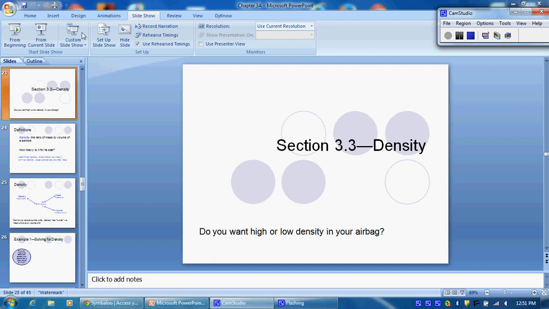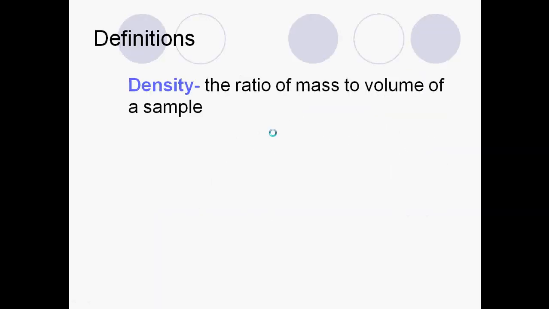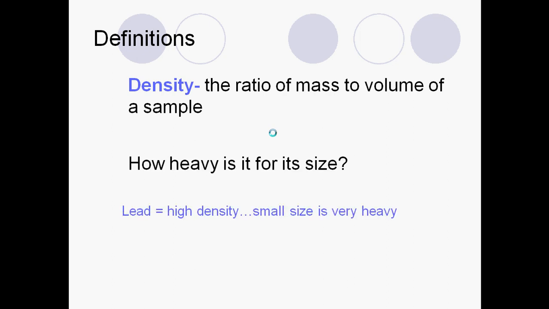Section 3.3 Density. In this section we are going to begin looking at how we define density and then how we calculate density. Density is really just the ratio of mass to volume of a sample of anything. So really it's how heavy something is for how big it is.